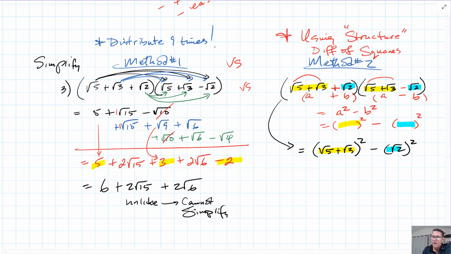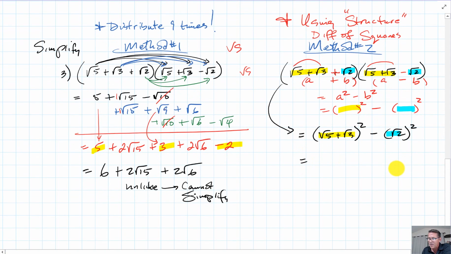Okay, so now the second structure. The second structure is how to square a binomial, and I talked about that in our previous lesson. You got to square, multiply, double, square. So you square the root 5 to get 5. You multiply the 2, you get root 15, and then you double it, so you get 2 rad 15. And then you square the last to get 3.